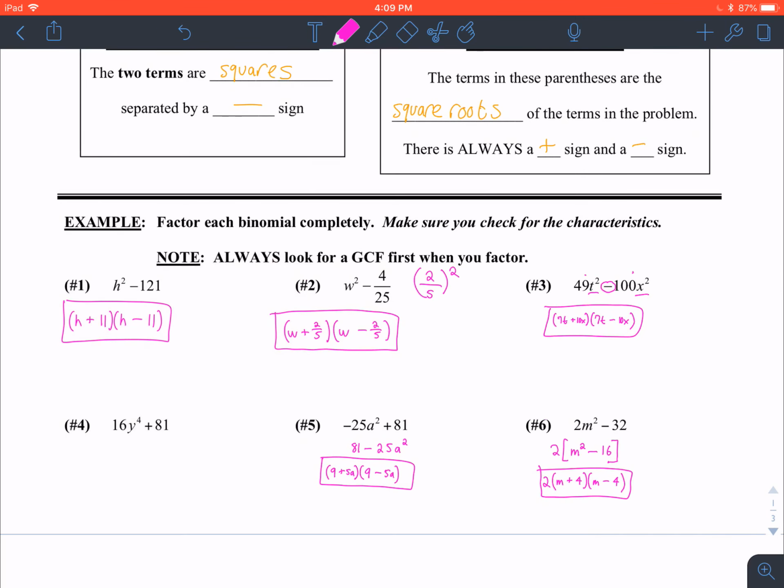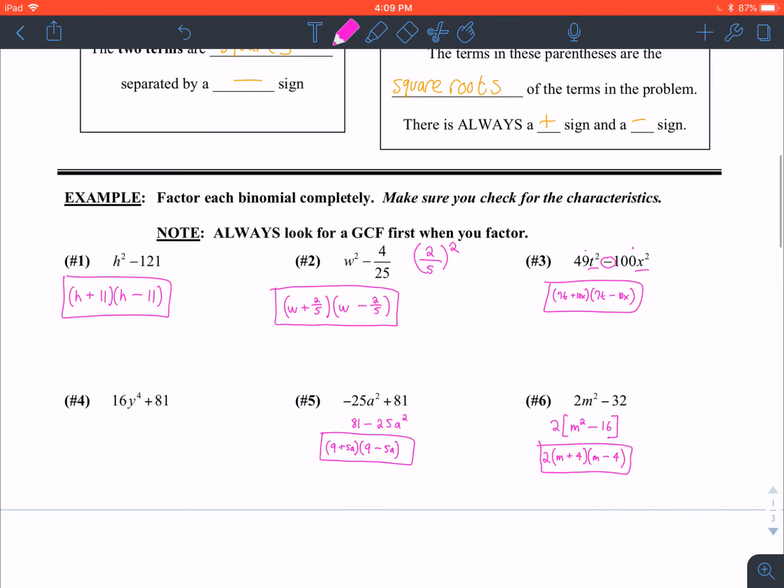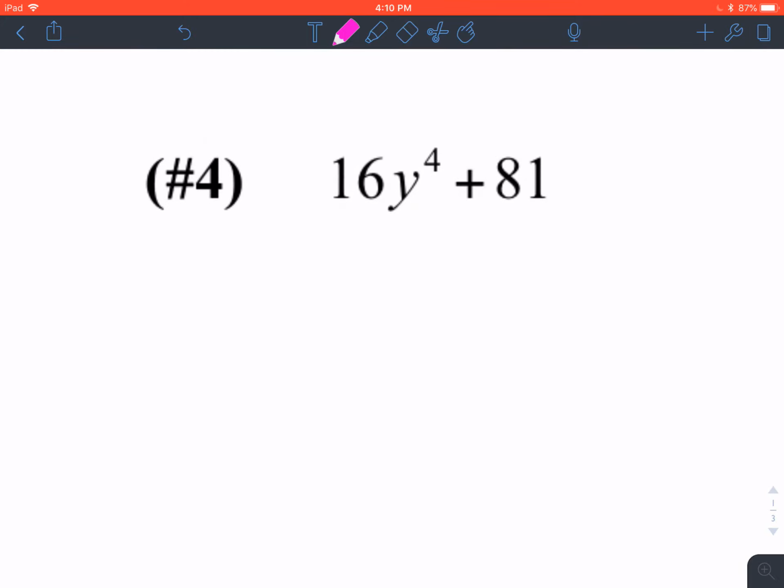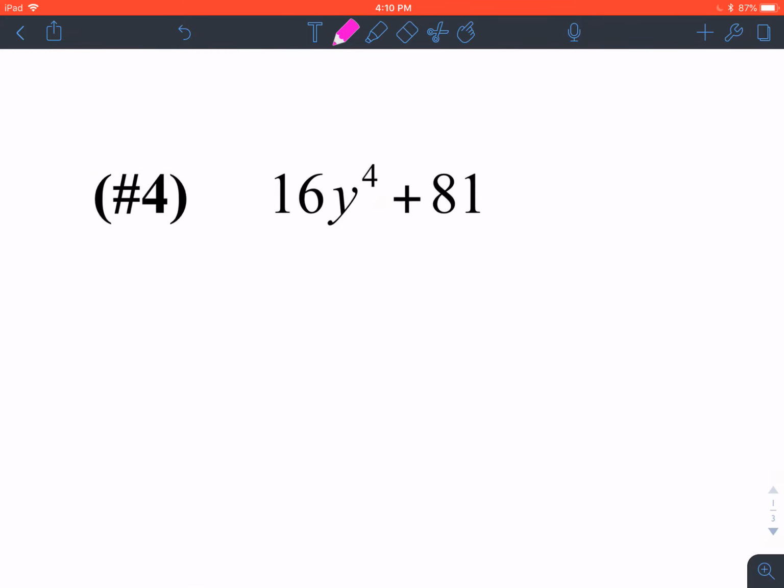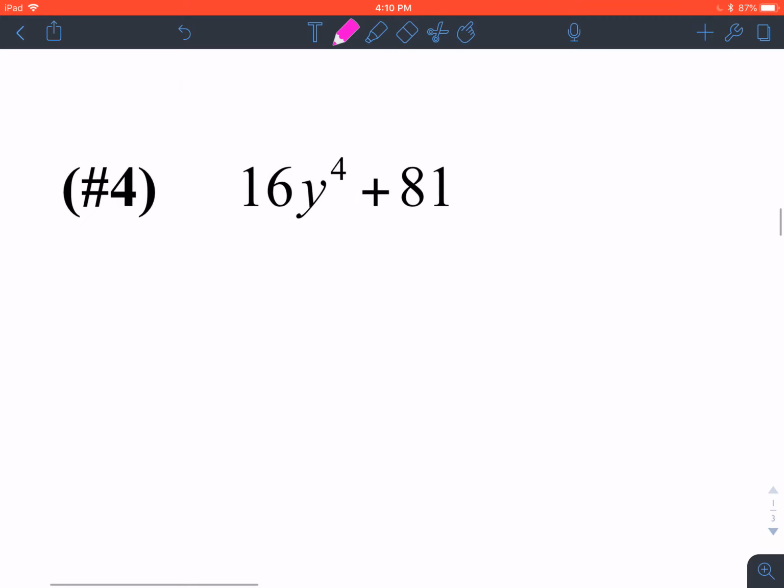All right, I left a little tricky one here for you. Let's just talk about this one right here. Is there a GCF we can pull out here, first of all? Is there a number that goes into 16 and 81? Not so much. And also, do we have perfect squares? Is 16y to the fourth a perfect square? It actually is, but this one's a little tricky. The square root would be 4y squared for this one. And is 81 a perfect square? Yep, the square root would be 9.